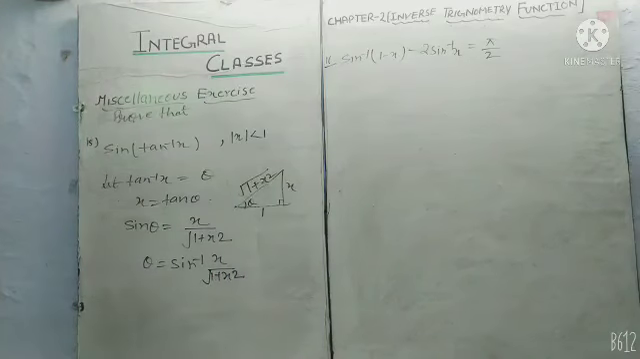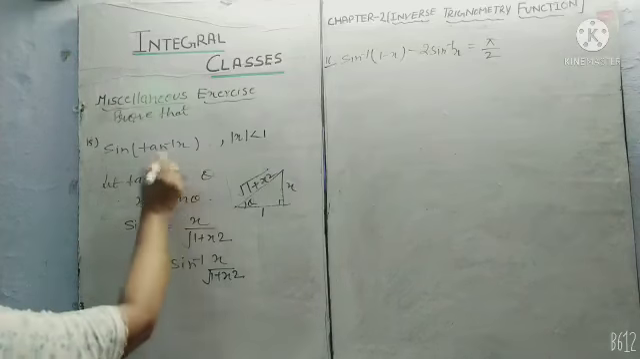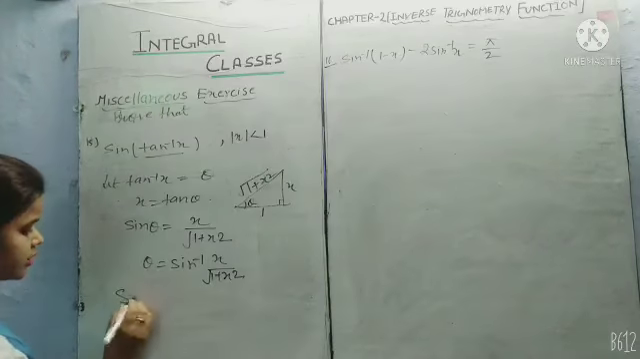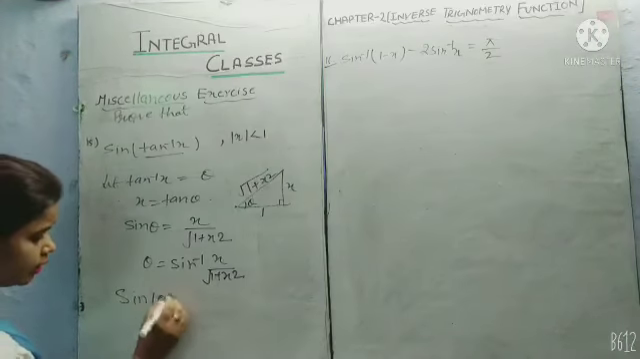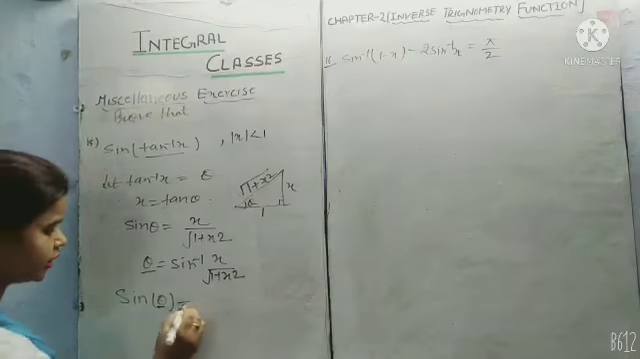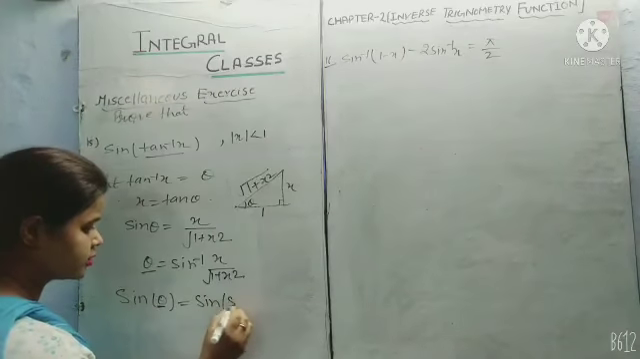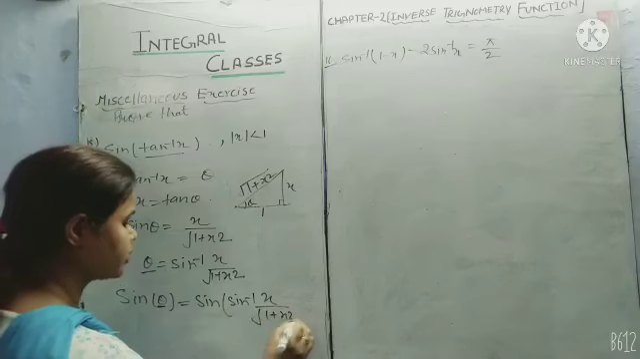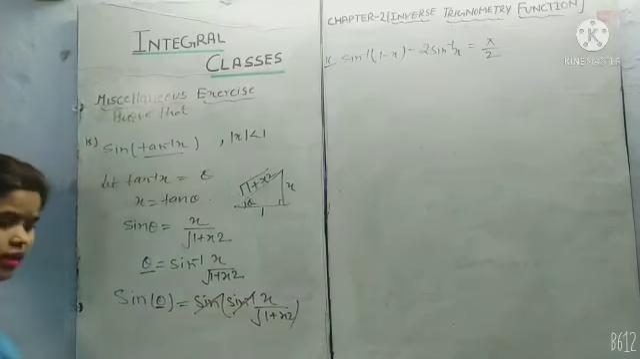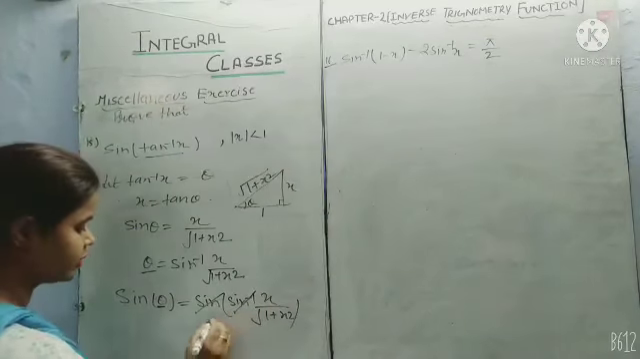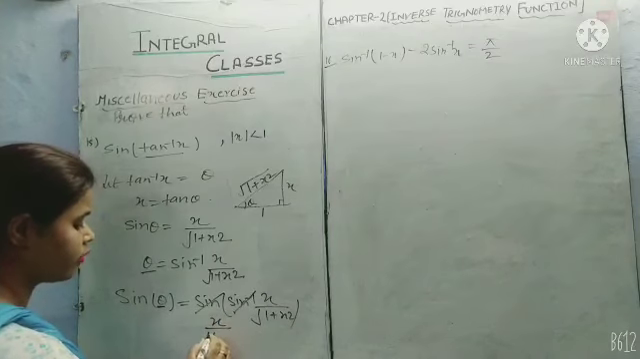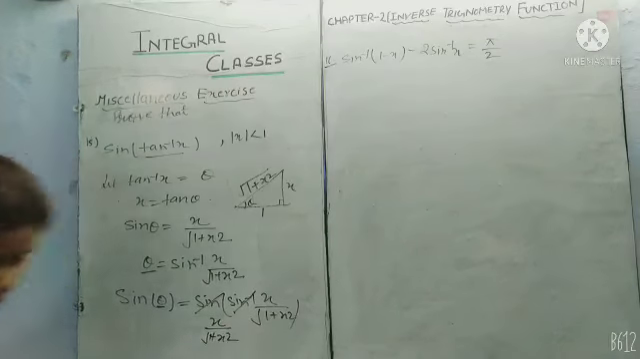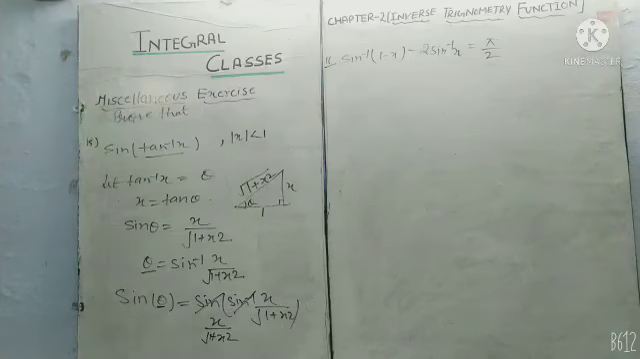Okay student, so now it will become theta, sin theta. Now we will put the value of this theta, then sin inverse x upon root 1 plus x square. Sin inverse and sin cancel each other, so we will get the answer x upon root 1 plus x square. So which option is correct here? Option D is correct.